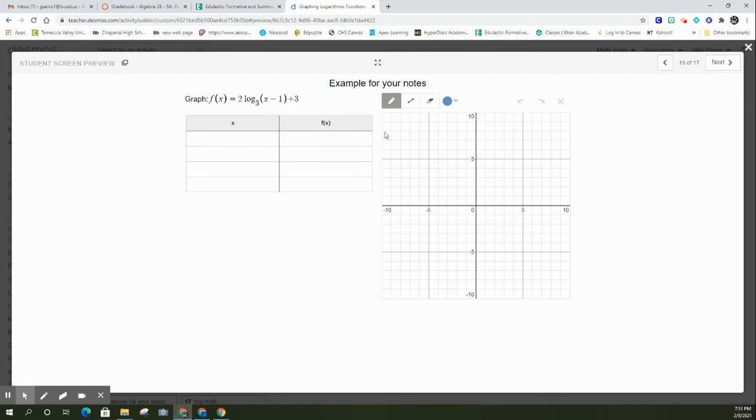All right. So we want to graph this one. We'll start with my x's. So b in this case is 3. 3 to the 0 is 1. And then h is 1, so we're going to start with 2.